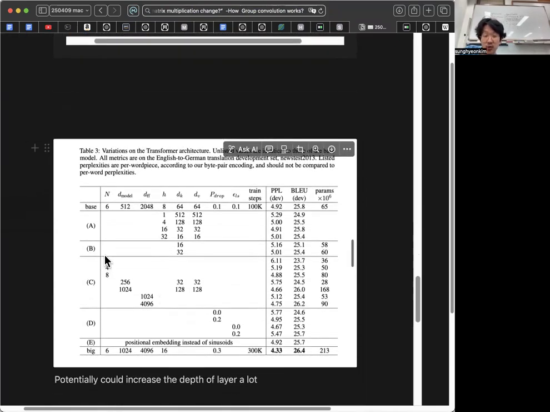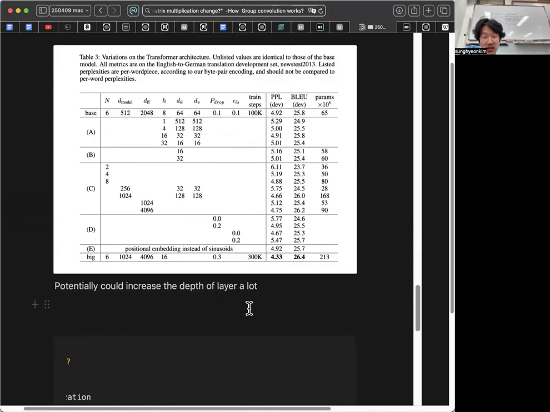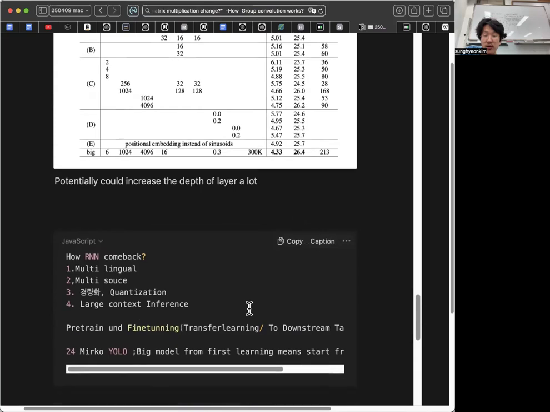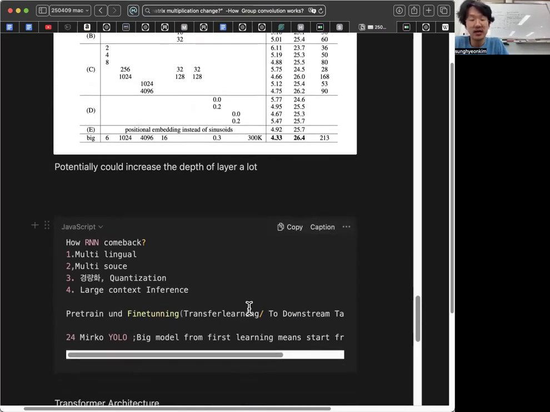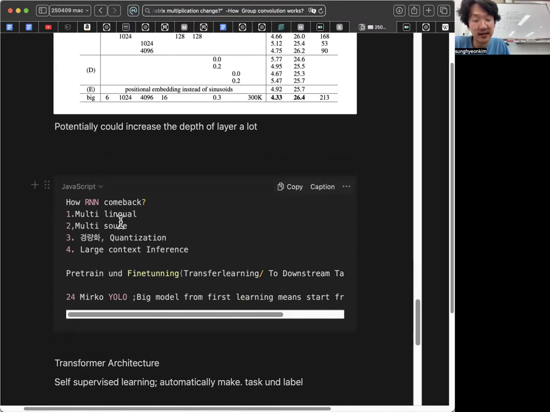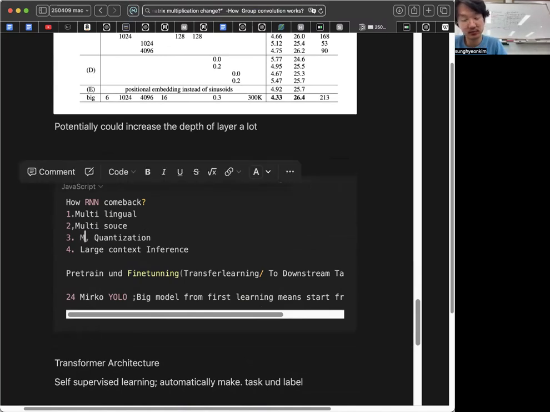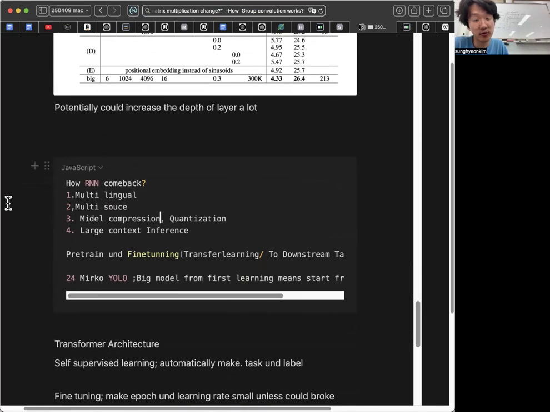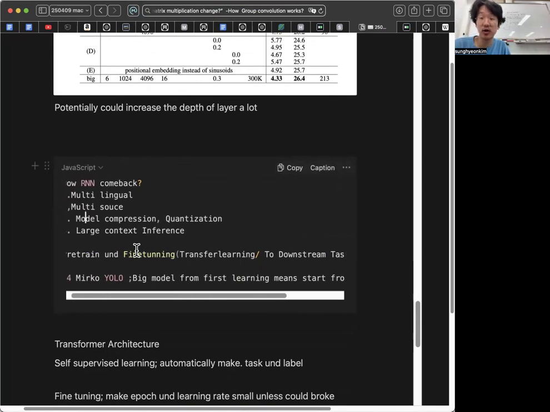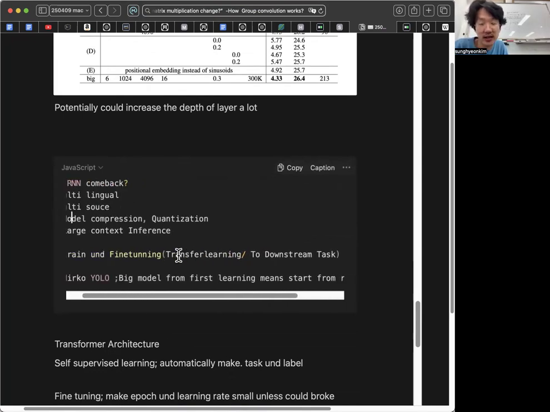We can see that when the layers increase, BLEU increases. Potentially we could get a lot of dataset layers. But as I told you before, RNN is coming back because of several reasons: multilingual and multi-source, model compression, large context inference, and pre-training and fine-tuning, which are very important. We also call it transfer learning and downstream tasks.